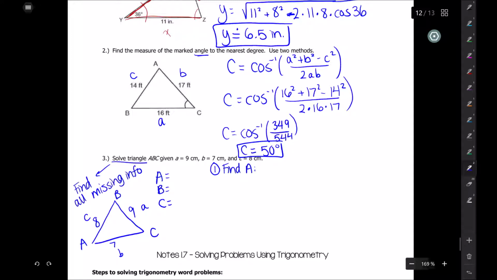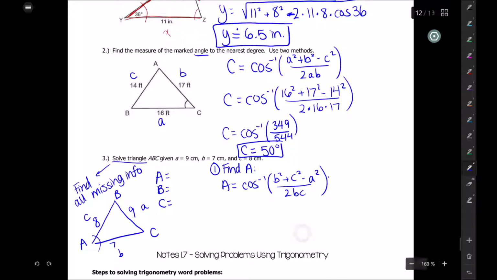To find angle A, I'm going to use inverse cosine of b squared plus c squared minus, I wrote this wrong, minus a squared, all over 2bc. So this is the formula that I'm going to use.